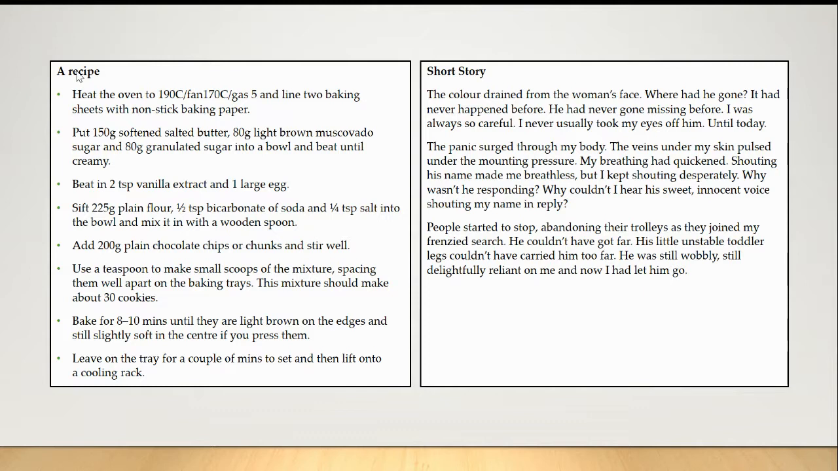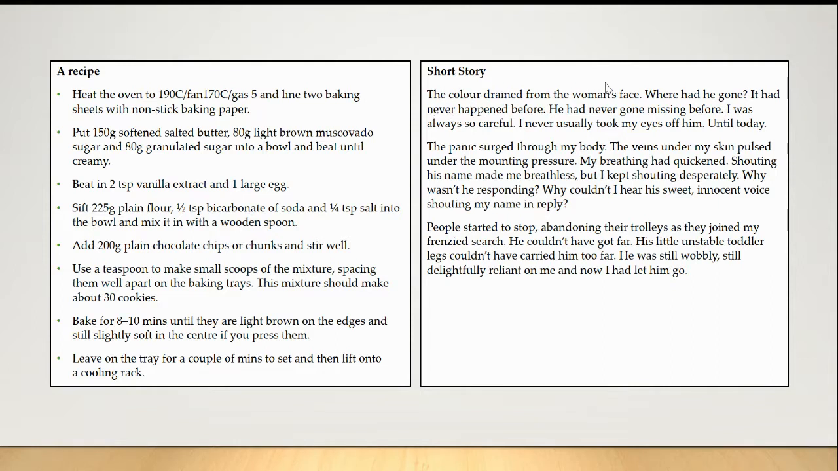You can see the recipe is broken down into bullet points, which is a choice to keep that information as informative and clear as possible. And you'll see there's choices in terms of the types of sentences that are being used in this type of text. So you've got heat the oven, put 150 grams of softened salted butter, beat in 2 teaspoons of vanilla extract. So lots of imperative sentences where the verb is at the start of the sentence to give really clear instructions to your reader.